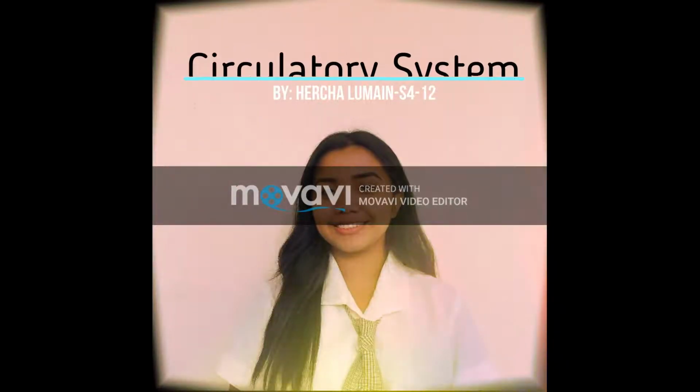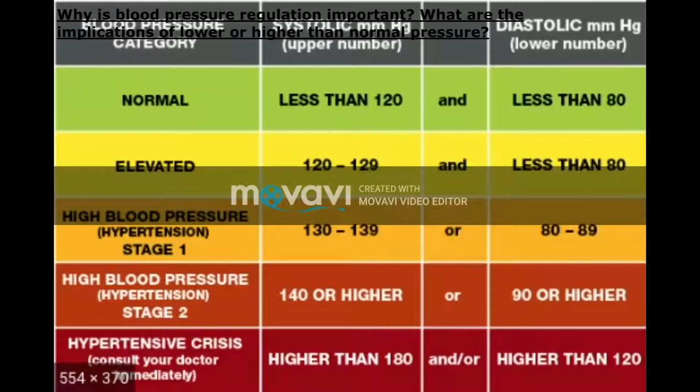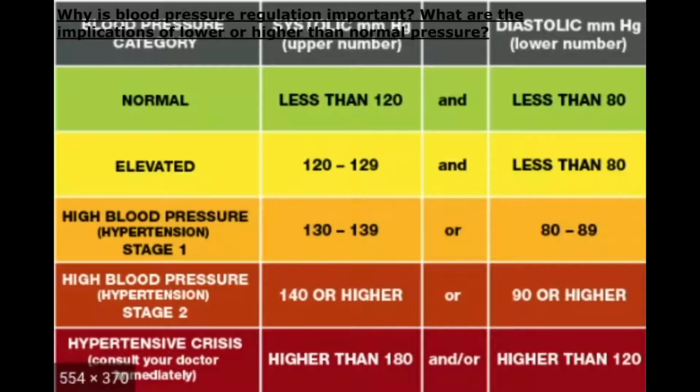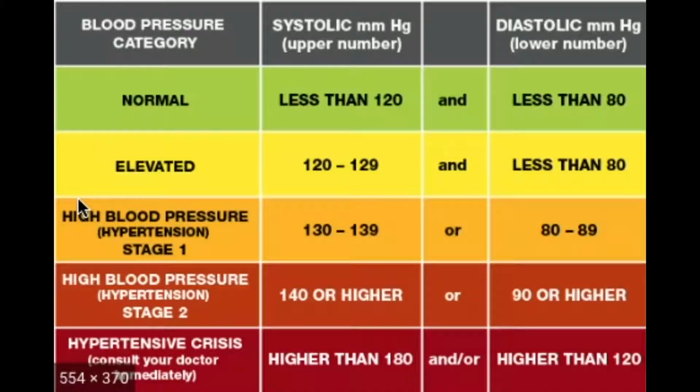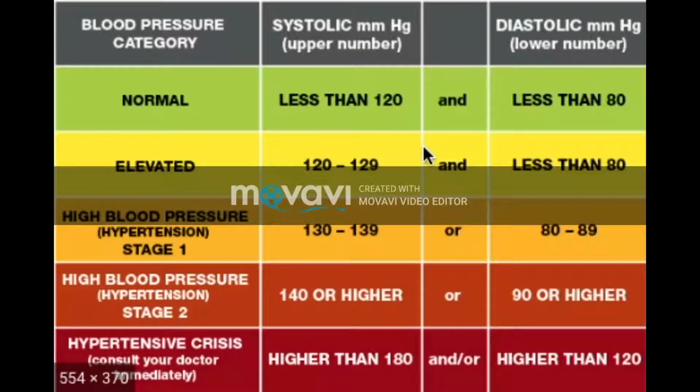Hope you guys enjoy. Pressure regulation is so important, and what are the implications of lower or higher than normal pressure? As you can see in this graph, credits to the American Heart Association, the normal pressure is less than 120, but if it's lower than 90 millimeters, it's defined as low blood pressure, and if it's higher than 130, that's a clear indication that you have high blood pressure.